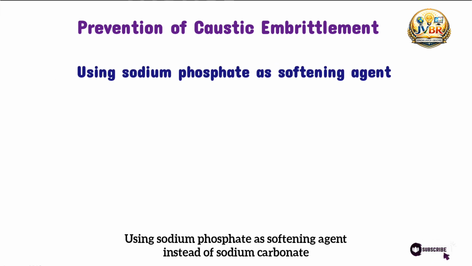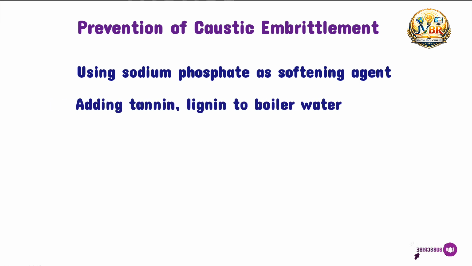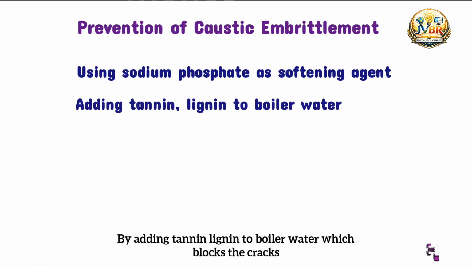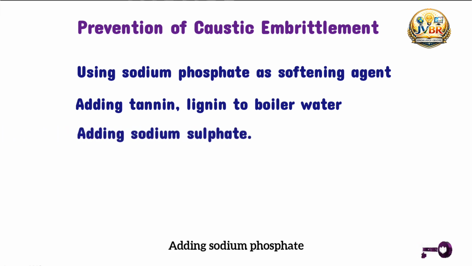Using sodium phosphate as a softening agent instead of sodium carbonate. By adding tannin, lignin to boiler water, which blocks the cracks. Adding sodium phosphate.